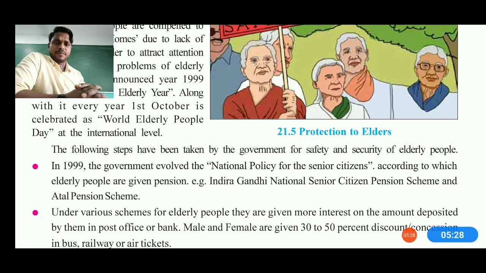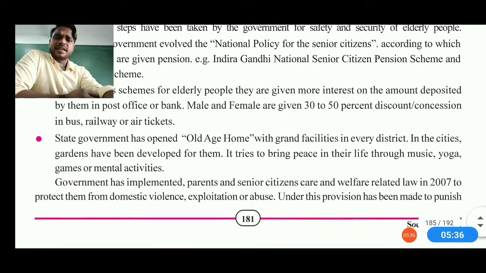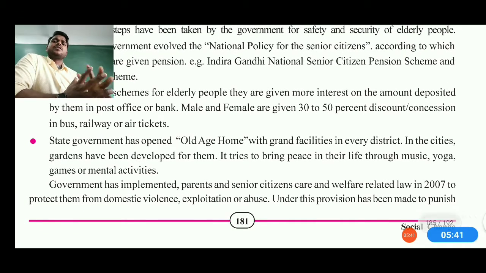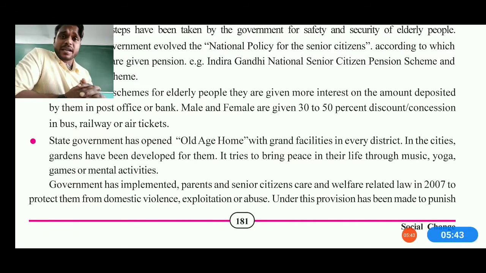Now if we talk about men and women, they are given 30 to 50% discounts on bus, railway, or any kind of fare tickets, or air tickets too. So this is how we can say the state government has been helping the elderly and the poor people. The state government has also opened old age homes.